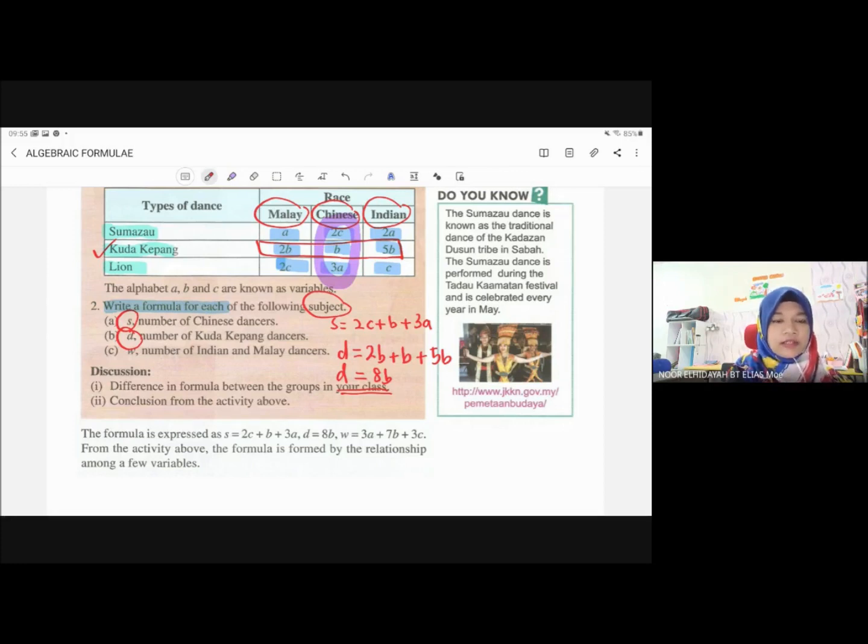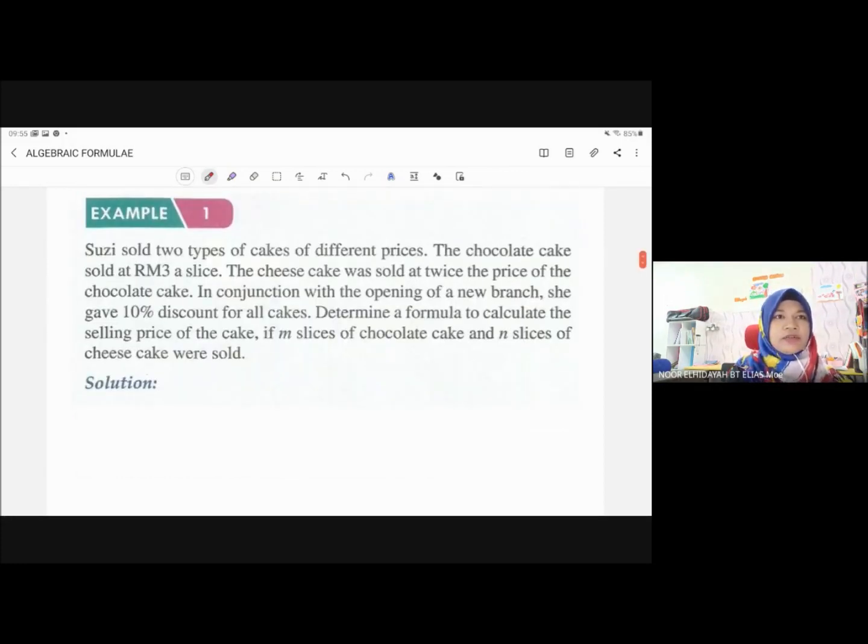Alright. Okay, now look at example 1. Susie sold 2 types of cakes of different price. The chocolate cake sold at 3 ringgit. When you read this question that involves a paragraph, you have to take out the information. So you read carefully and you take out what info is involved in this paragraph.